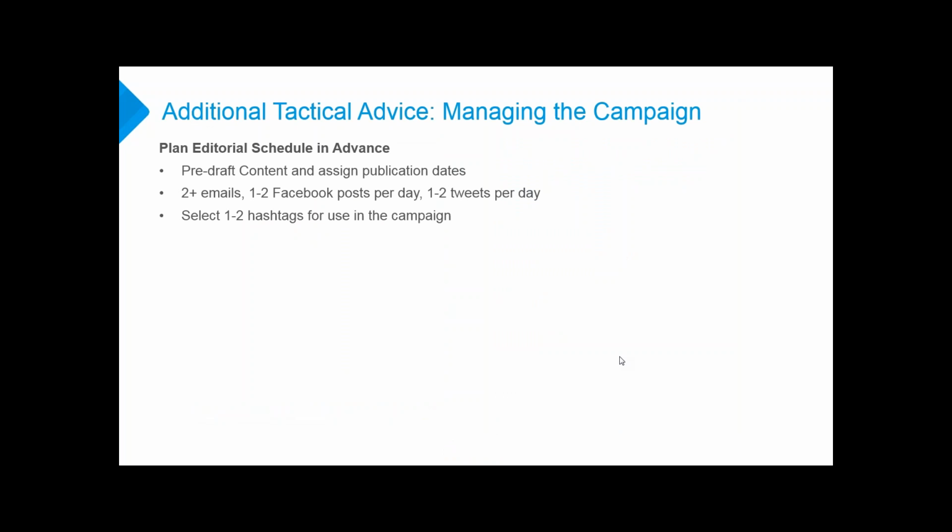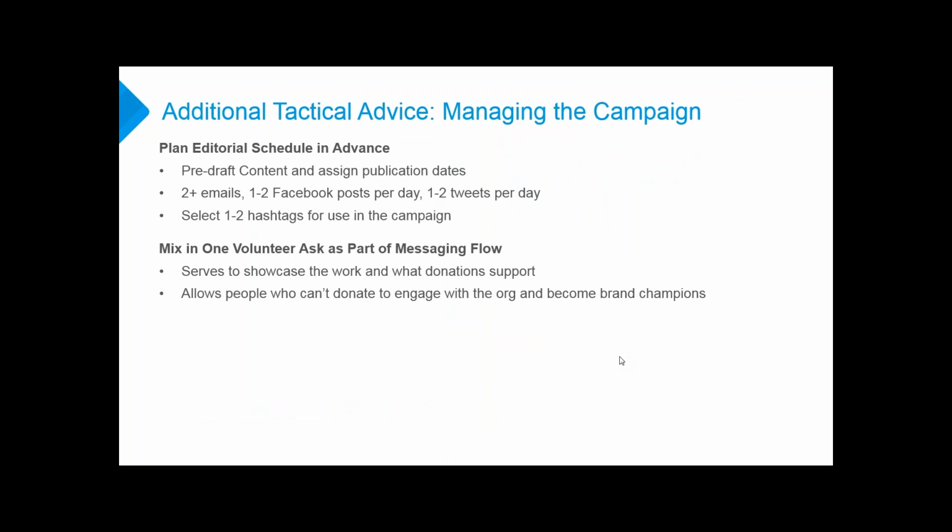Just a little bit of last tactical advice here. It's definitely a lot of upfront work, but I would encourage everybody, because it'll save you a ton of time in the moment, just plan everything or as much as you can ahead, draft as much content as you can ahead of time, and assign out publication dates. Select your one. I guess there's the national hashtag, but if you're going to use one additional one, I would really only stick to those two and use them in everything.